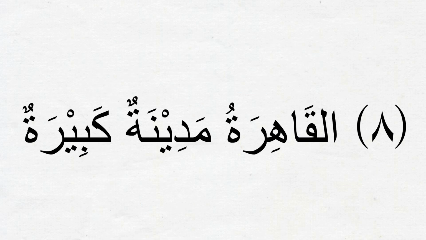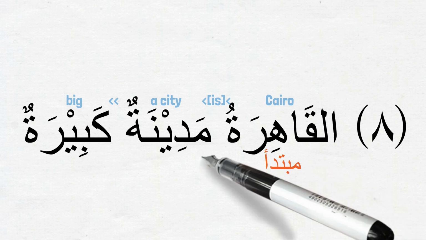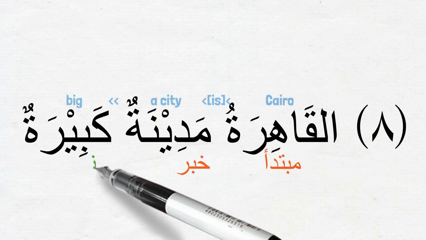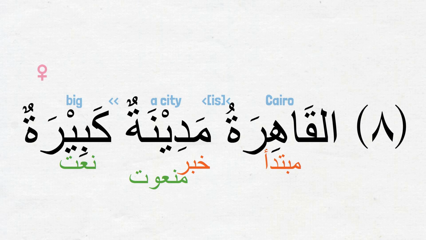Sentence 8. Al-Qahiratu madinatun kabiratun. Cairo is a big city. Al-Qahiratu is the city Cairo, and it is the mubtada of the sentence. Madinatun is the khabar, and kabiratun is the na'at for madinatun. Here again, both kabiratun and madinatun are in agreement in gender and definiteness, since they are in man'ut and na'at combination.